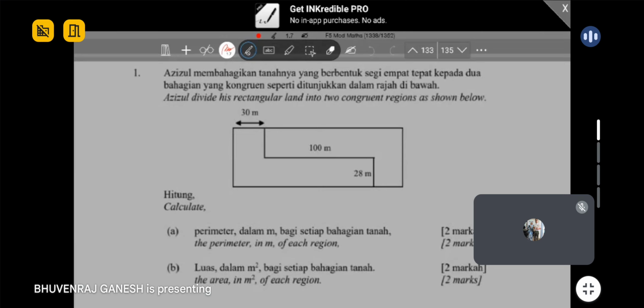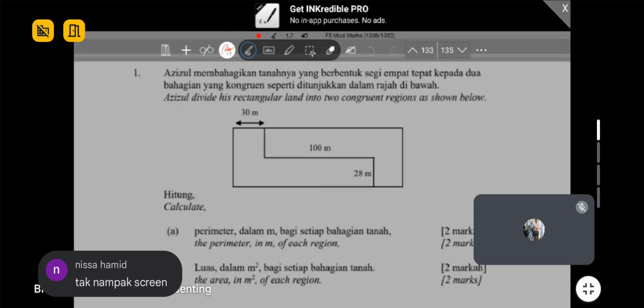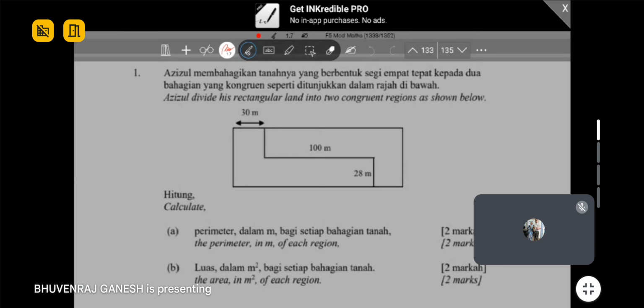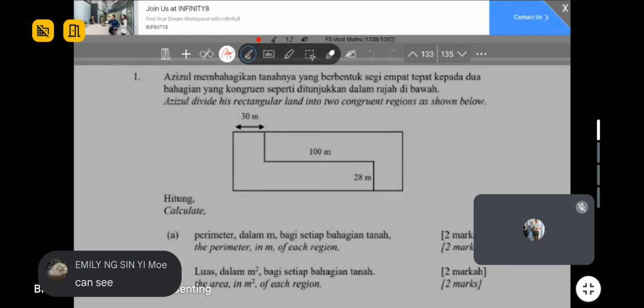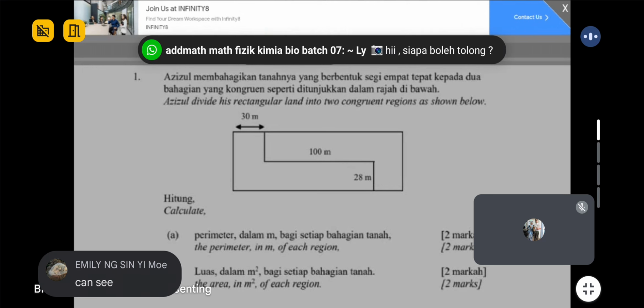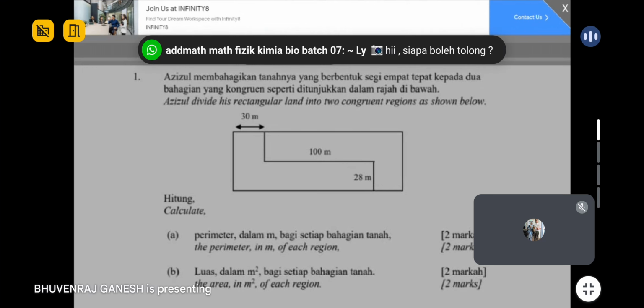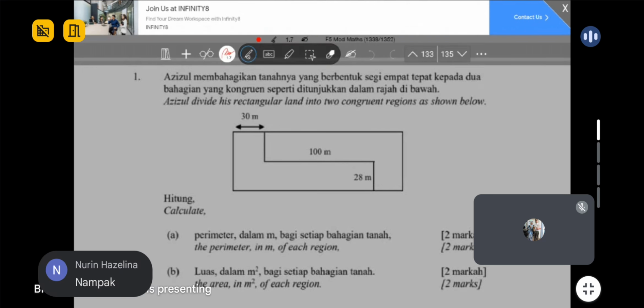Kamu semua belajar apa? What do you all learn in 5.1? Siapa boleh bagi tahu? Tak sharing ke guys? The rest? Is it sharing screen? Can see? Oh, kamu cek balik kod. Mungkin kamu, okay, nampak? Okay, bagus.